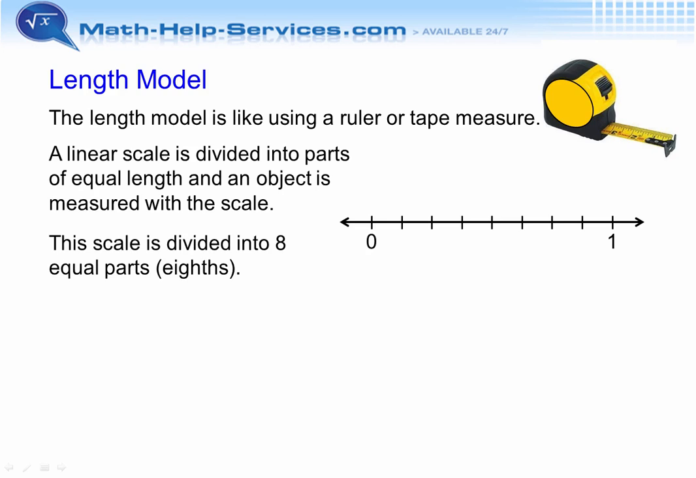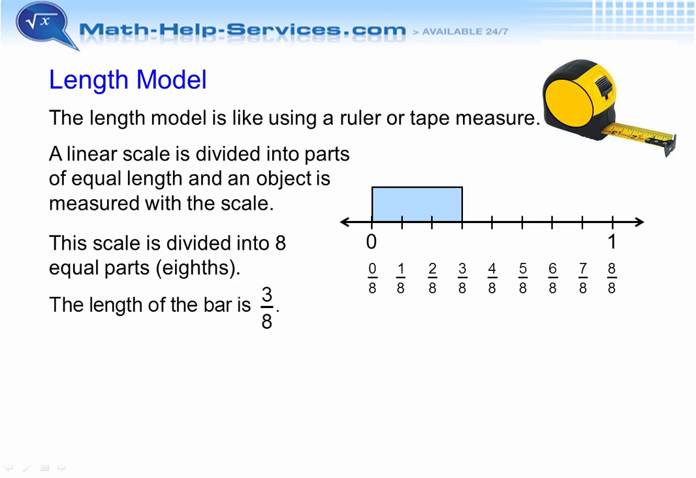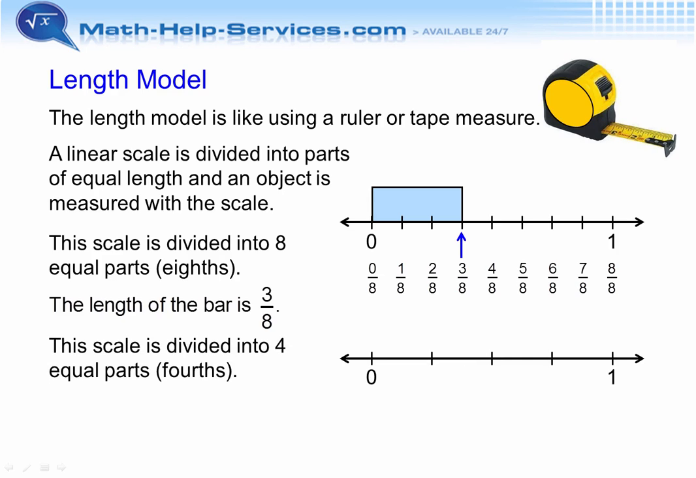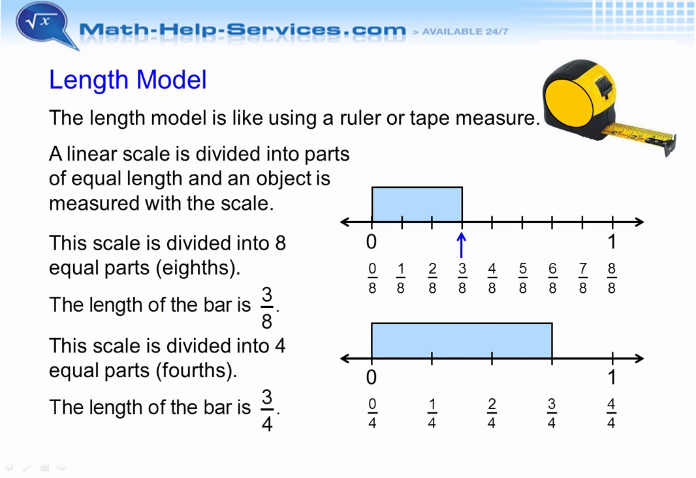This scale is divided into 8 equal parts, that is, eighths. The length of the bar is 3/8. This scale is divided into 4 equal parts, that's fourths. The length of this bar is 3/4.